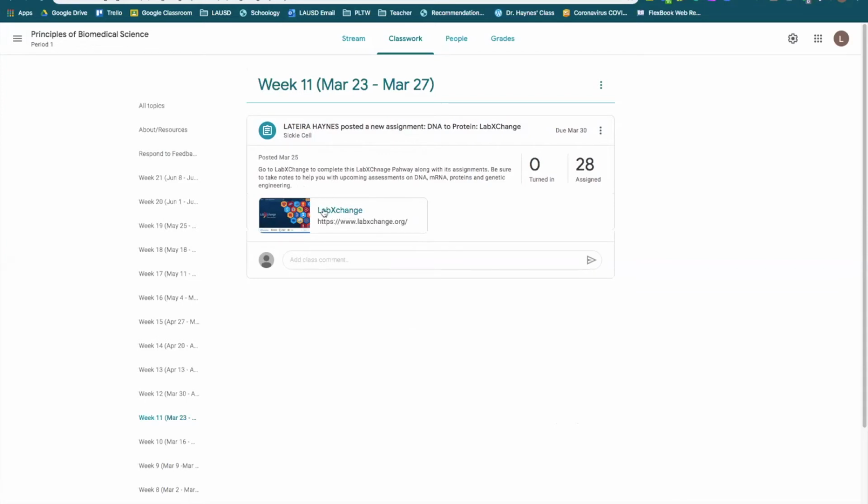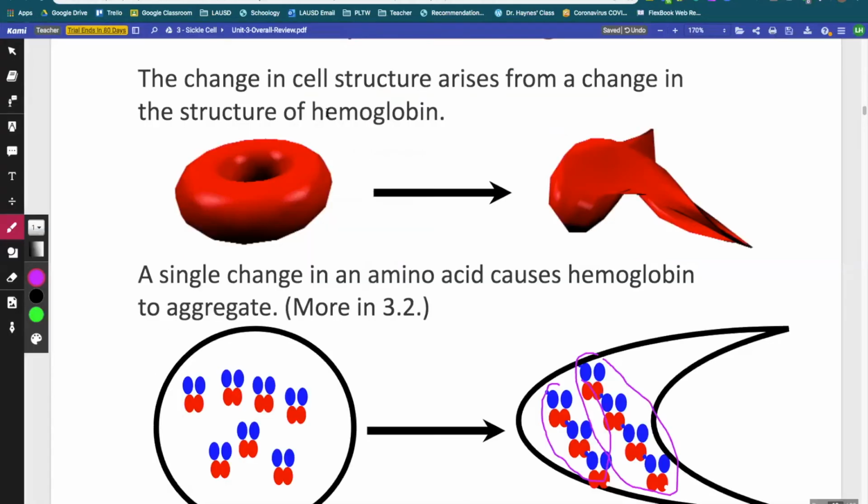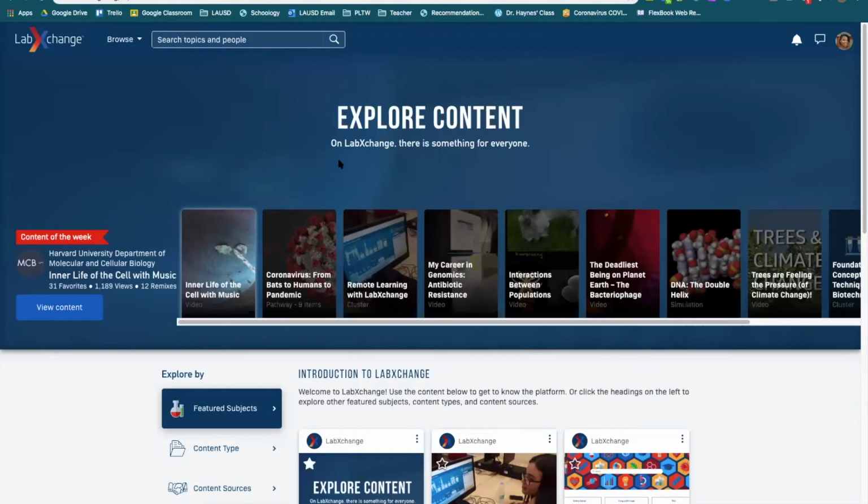So if you click on that link, it'll open Lab Exchange. And we're going here because, as I just mentioned, just one little change in her DNA has caused her red blood cells to look like this. And this shape of red blood cells is going to cause tons of issues in her body. So we're going to learn about how DNA affects proteins and what that actually means for our bodies. And that is one of the most important things in biology when it comes to genetics, is understanding how DNA affects proteins.